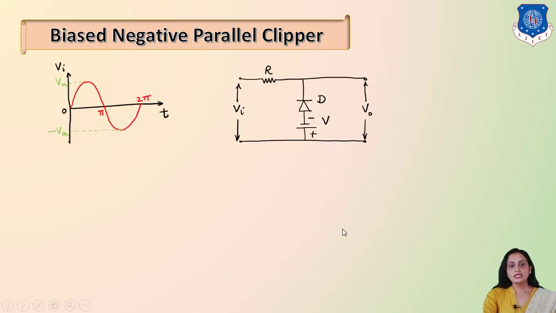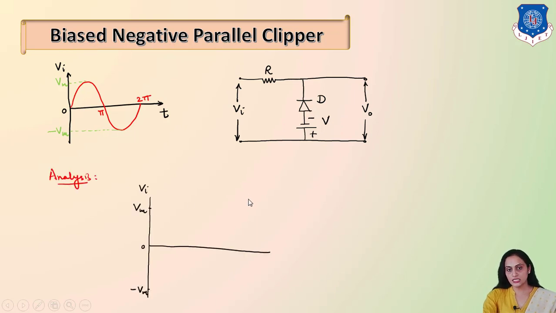So this is the circuit diagram for it. You will find over here we have kept a DC source. That's why this is called the biased clipper. Output is taken in parallel with the diode. That's why it is a parallel clipper. And we will see after analysis that the negative portion of this input is being clipped off. That's why this is called the negative clipper. And we are applying this sinusoidal signal, which lies from plus Vm to minus Vm, to this clipper circuit.